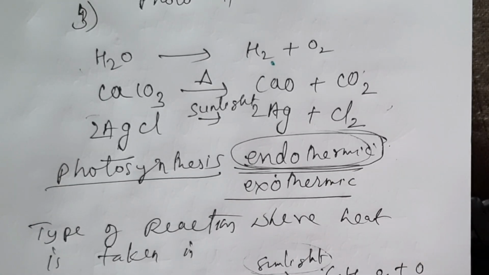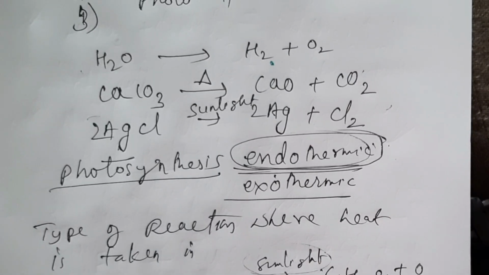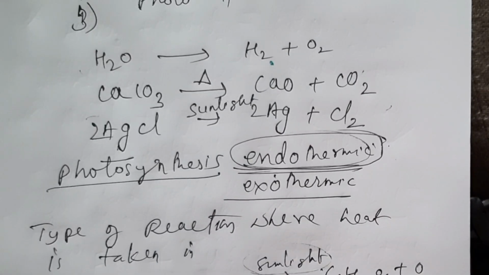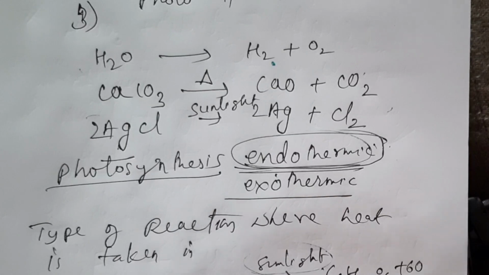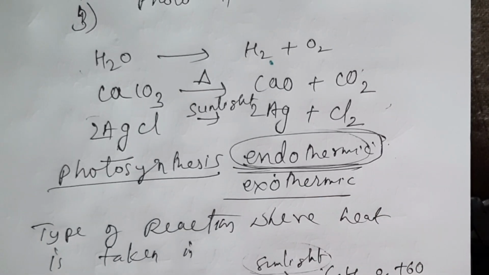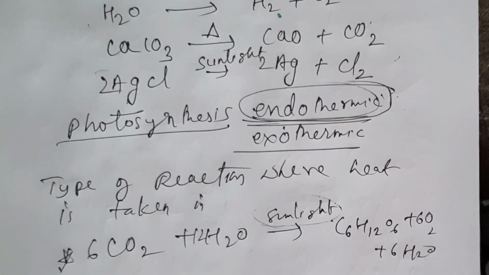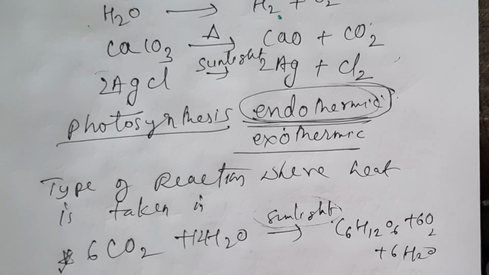So something is heated up. Now carbon dioxide, 6 molecules of carbon dioxide will react with 12 molecules of water to give glucose plus 6 molecules of oxygen plus 6 molecules of water. So this is also one of the important questions. Why is photosynthesis called an endothermic reaction? Just opposite to this, they can ask why respiration is called an exothermic reaction.